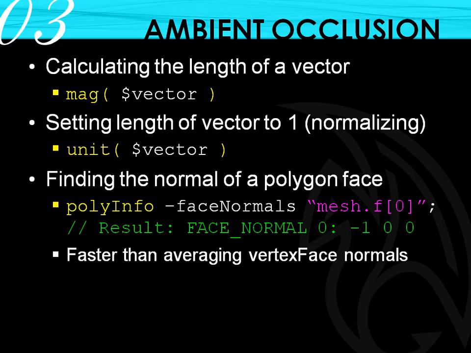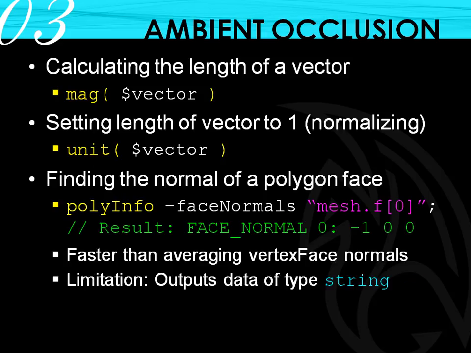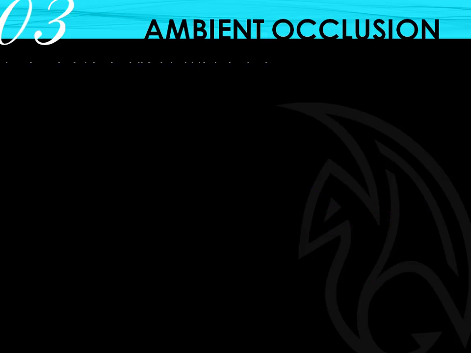The great advantage of this is that it's faster than averaging the vertex face normals. What you could do is take, say for example, a face that had four vertices, find the normals of all of those 4 vertices and then average them. This technique is a lot faster than that because you don't have to sample 4 times, one for each vertex, and then average them all. However, the problem with this command is that it outputs the data as type string. It outputs essentially the words FaceNormal 0 colon minus 1 0 0, which isn't exactly what we want. What we want is to have just 3 numbers, ideally 3 floats in a vector.